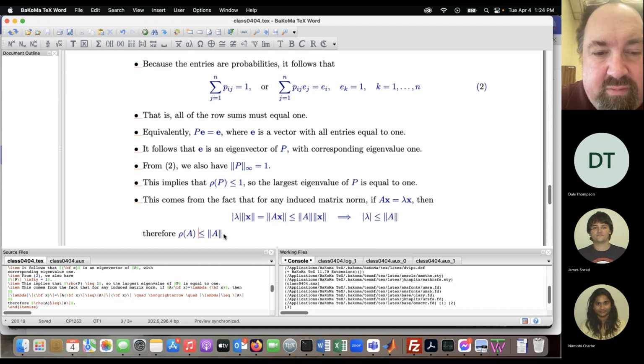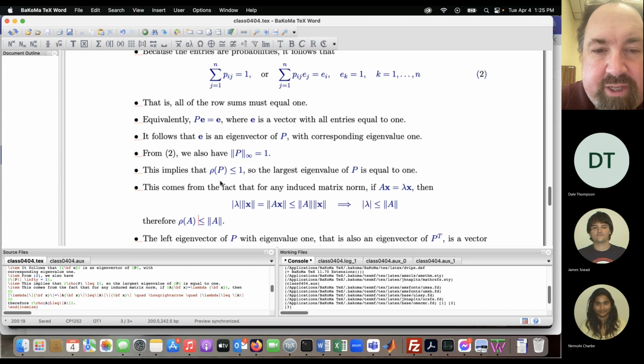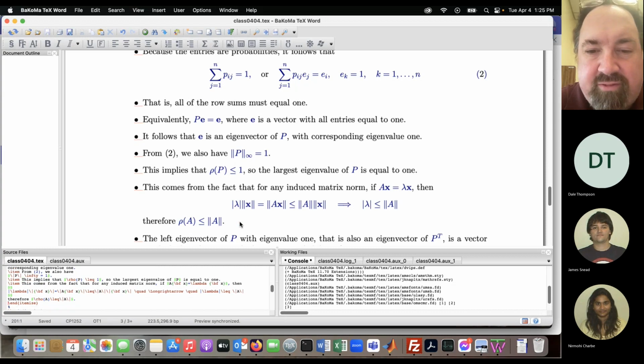So what I can conclude from this is, because I have this natural norm of P being equal to 1, it's not possible for P to have an eigenvalue greater than 1, because that would violate this. So 1 is in fact the largest eigenvalue.